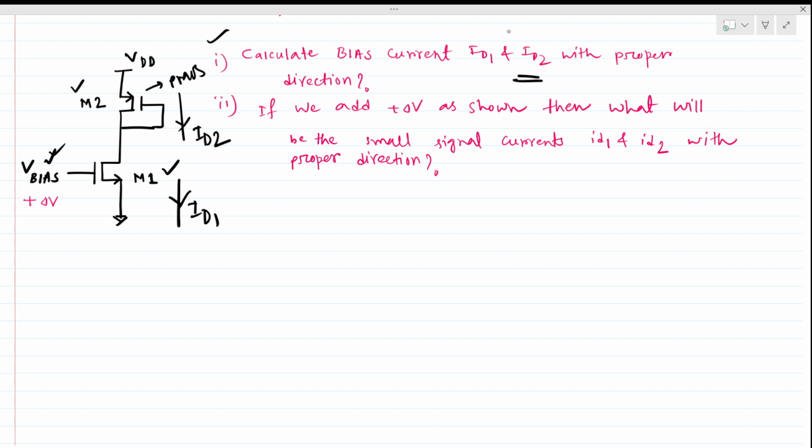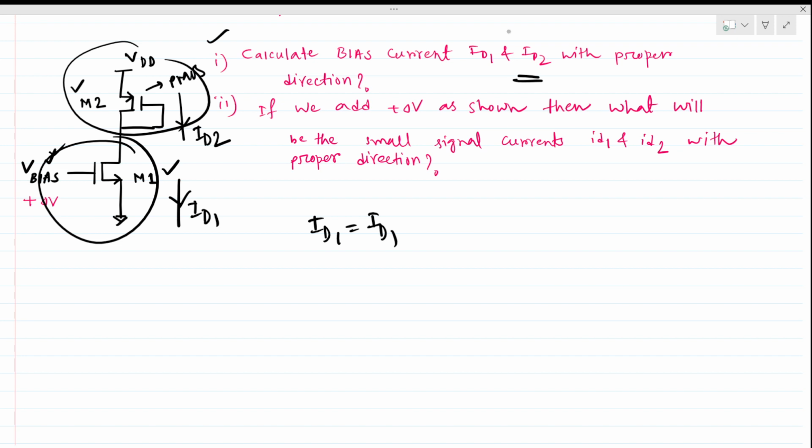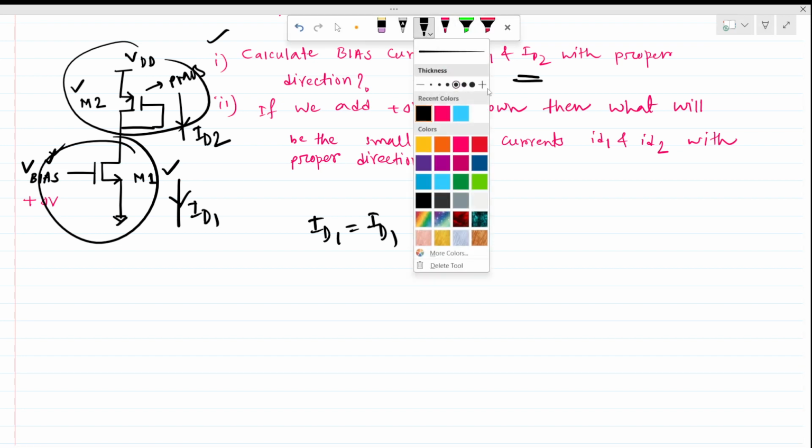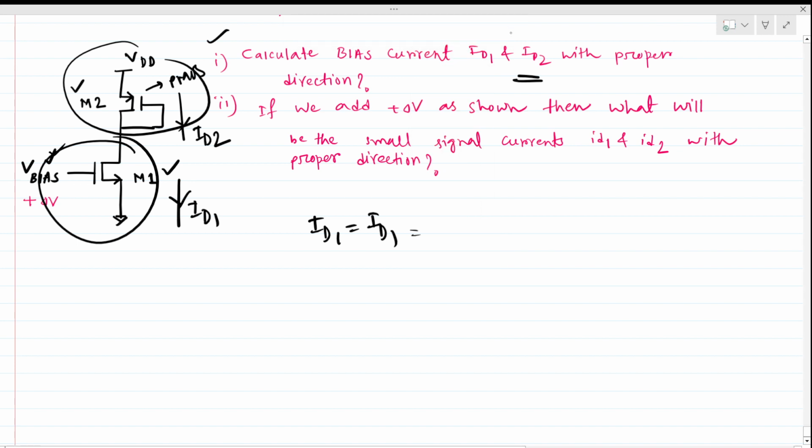Now, this is a series path, right? This and this come in series, so these two currents will be the same. So ID1 will be ID2, and if we write the equation, this will be nothing but half times mu n Cox W by L of the NMOS, times (VGS minus VTN) whole square. Here VGS is nothing but V bias itself.